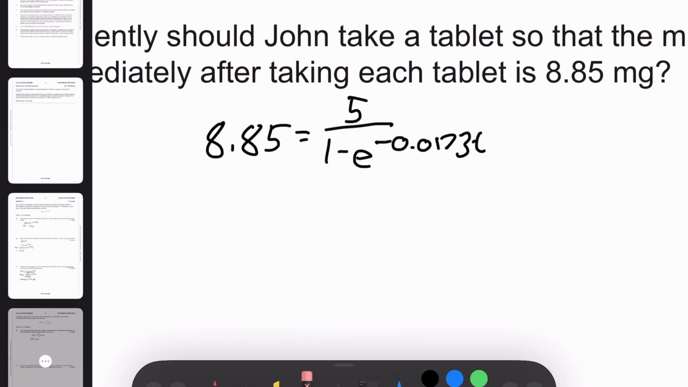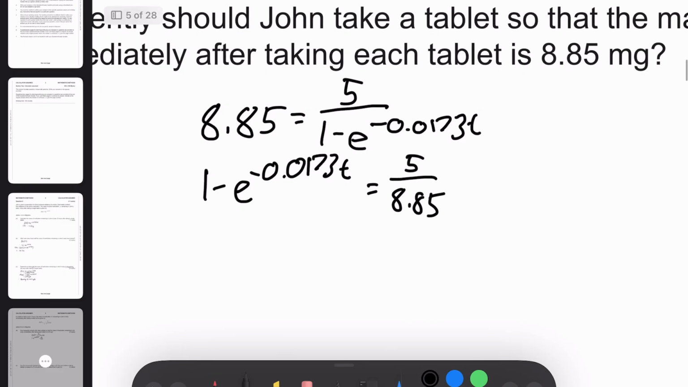Oh, sorry, let's hold on. So we will multiply this across and then divide by that just to make it easier, and then we will minus the 1. Okay, let's just do it step by step. 1 minus e negative 0.0173T is equal to 5 divided by 8.85. Then I'll move the e to the right and this fraction to the left.